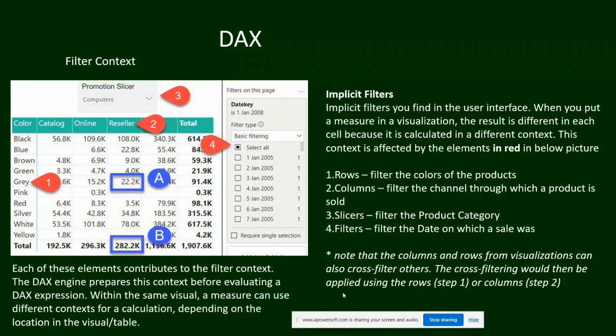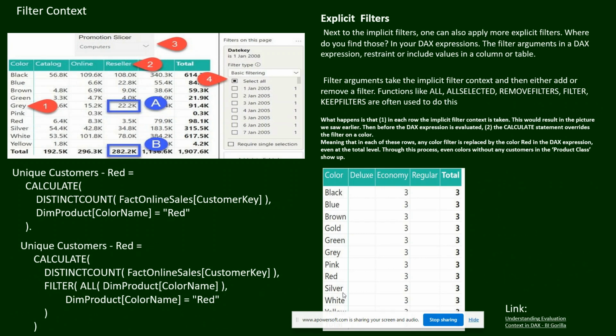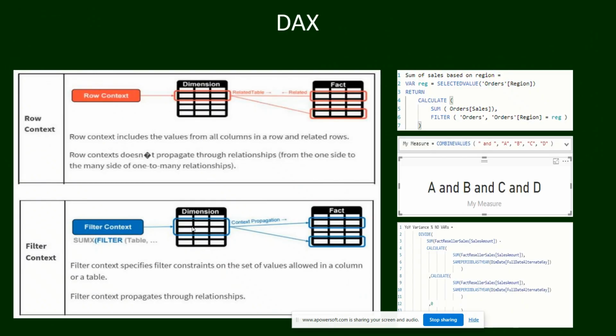And this thing you need to know about, and the expect is a filter. You can see, right, the calculation unique customer and unique customer rate. We are using a DAX function, and we are calculating the distinct count of customer key, and you are filtering with the color name, right? And this is the row context.